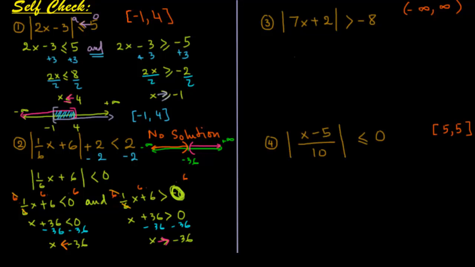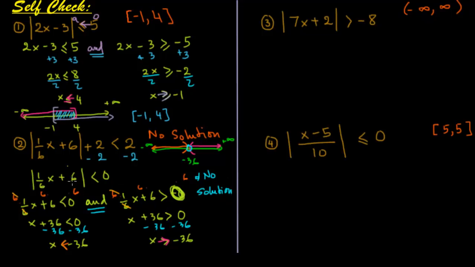Right now we're dealing with the word "and", which means we're looking for the overlap. Looking at the graph, we see that there's no overlap. Even right here at the point negative 36, we have two parentheses, which means it does not include negative 36. So that's why the answer is no solution, because we don't have any overlap.